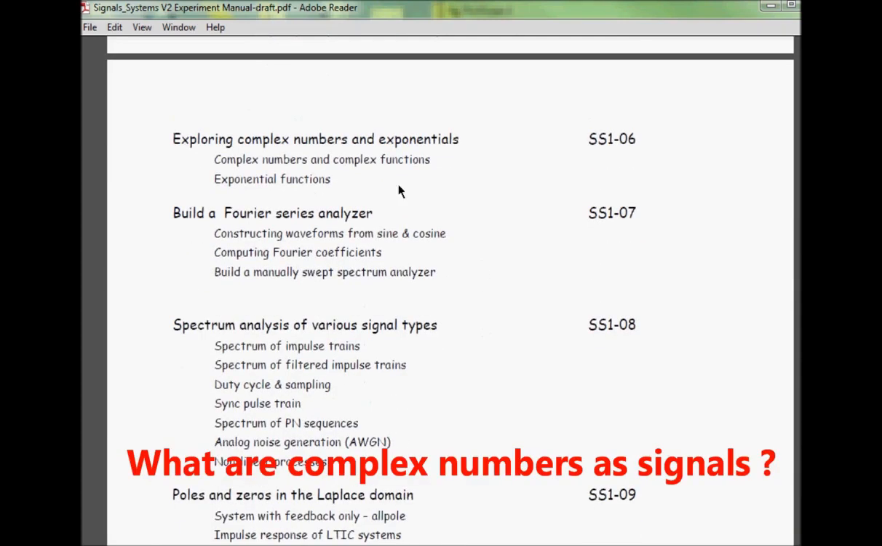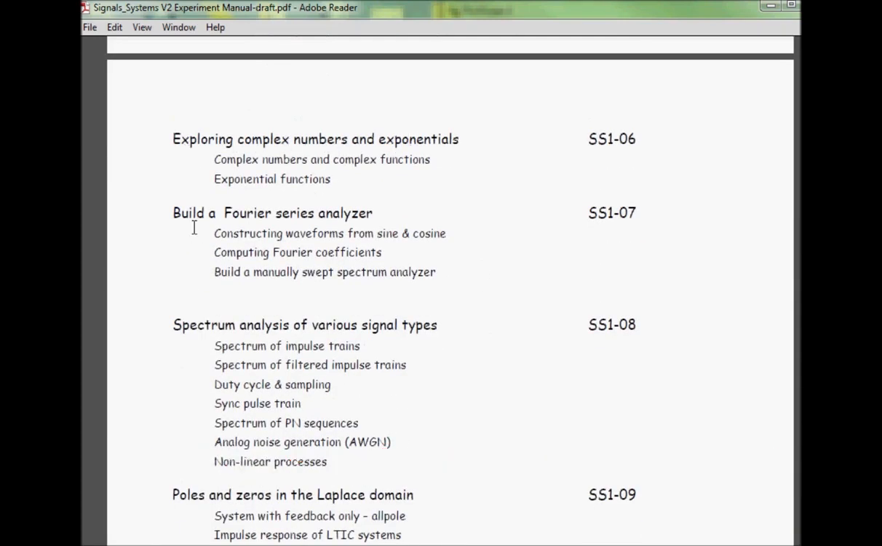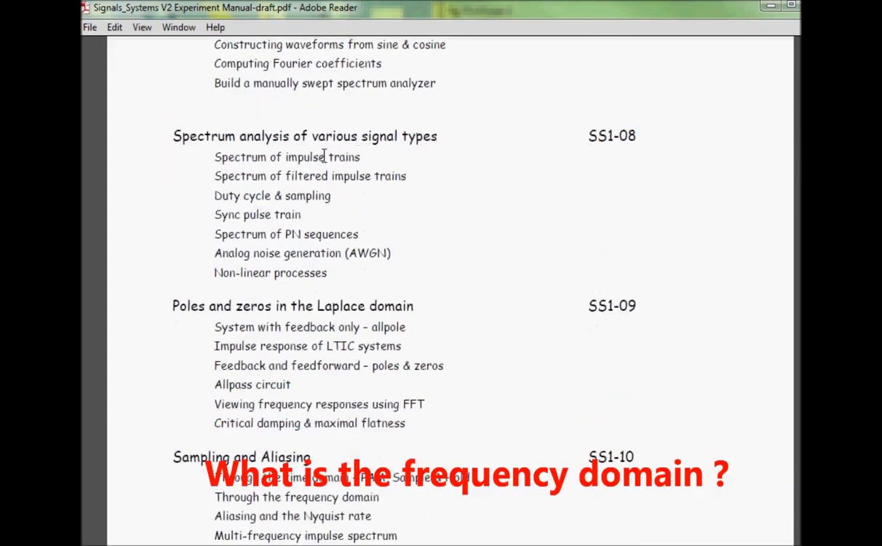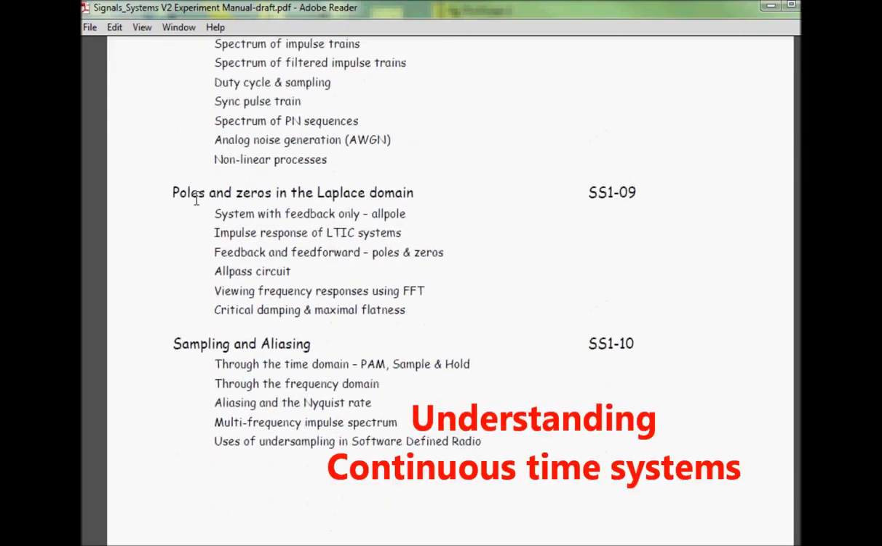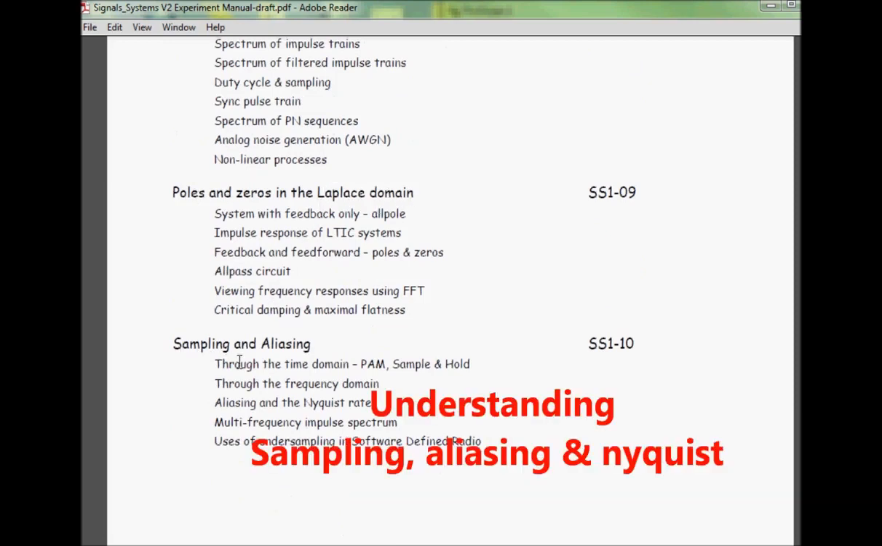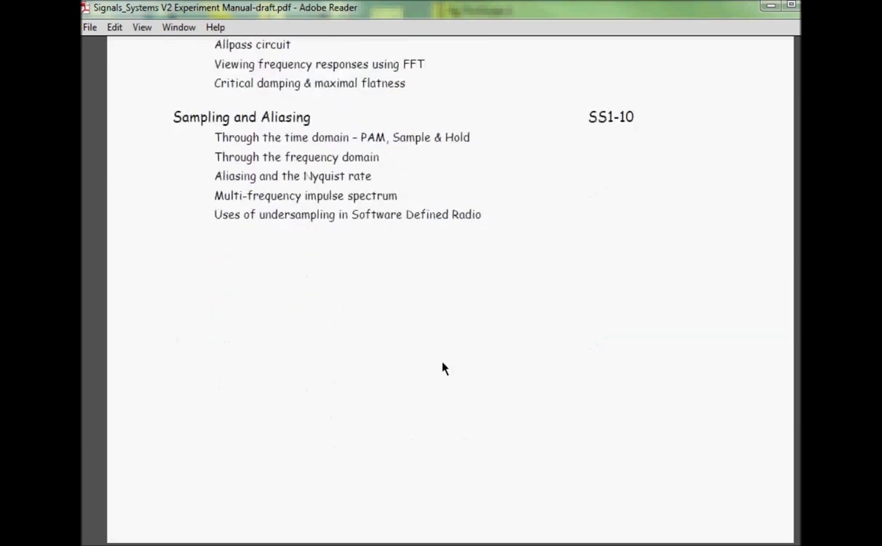Also, it explores complex numbers as real signals, building a Fourier series analyzer. What is spectrum analysis? Poles and zeros in the continuous time domain. Introduction to sampling and aliasing and Nyquist.